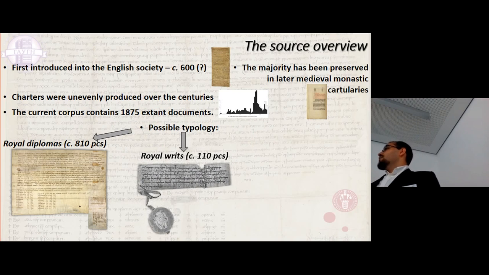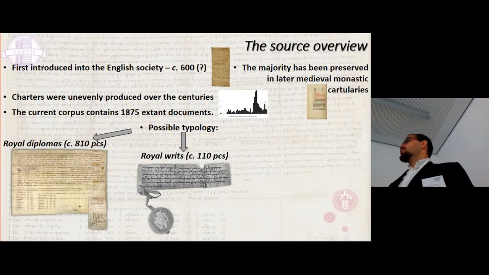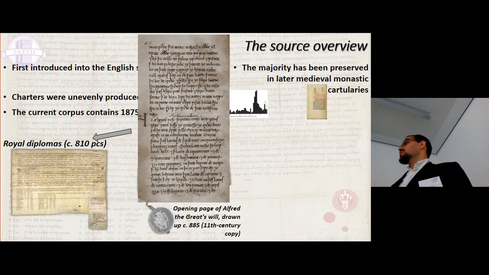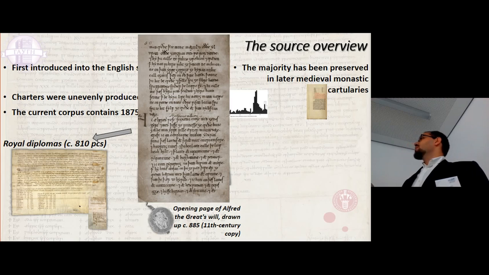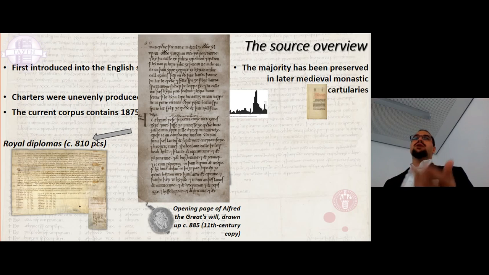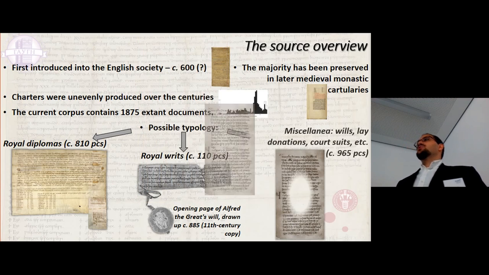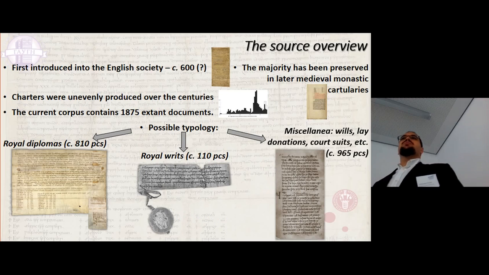And finally, we have about a half of our documents could be classified as miscellaneous sources. For example, this is the opening page of the last will of King Alfred. They can be written both in Latin and in English. They can be some fragmentary boundaries, basically anything. Suits and land disputes, manifold.